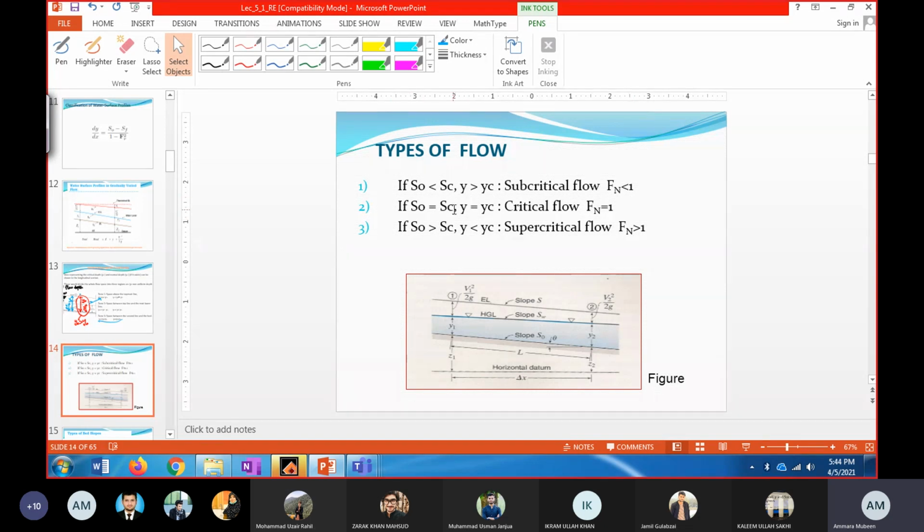When S naught is equal to SC, there is some critical slope value for some specific flow. If S naught, the value of bed slope, is equal to that critical slope, and y is equal to yc, then the flow would be termed critical flow, and in that scenario the Froude number would be 1. When S naught is greater than SC and y is less than yc, that scenario is supercritical flow, and Froude number would be greater than 1. So you already know about the types of flow.